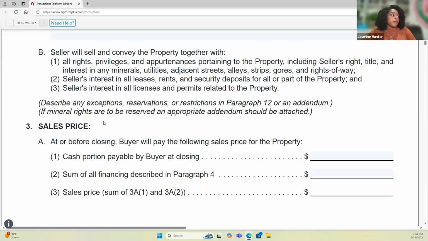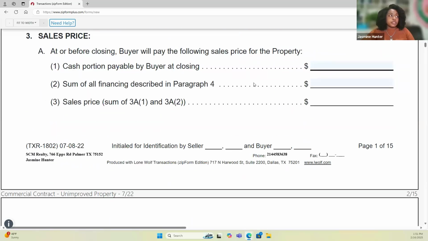Now, the sales price is important. In your residential contracts, it would be A plus B equals C. For here, it's 1 plus 2 equals 3. That would be your cash portion, plus the sum of all financing described in paragraph 4, which is below, and then this price. So if we did 10,000 as our down payment and 90,000 as our loan amount, it would be 100,000. 1 plus 2 equals 3.